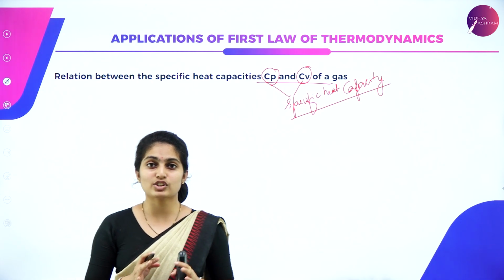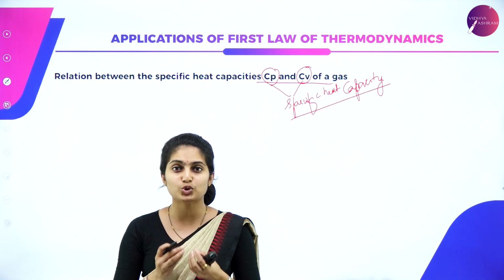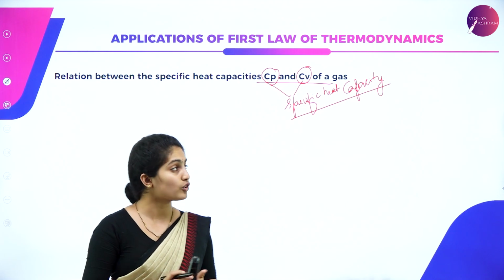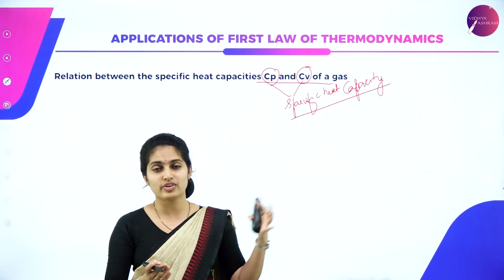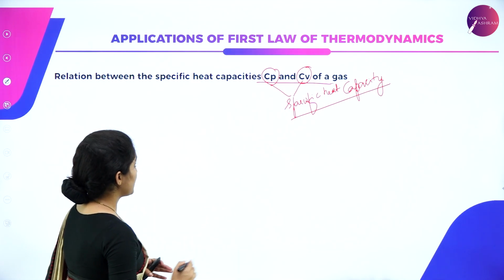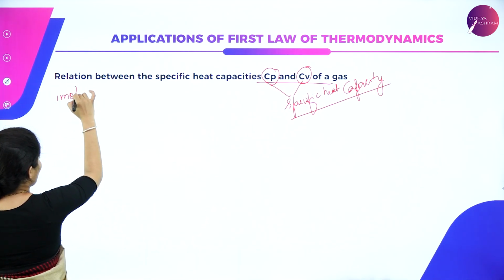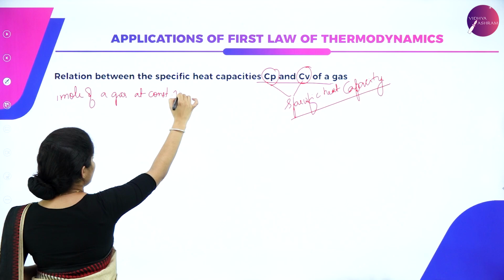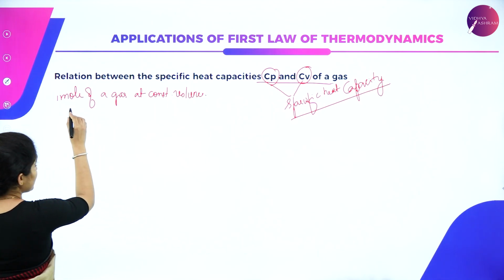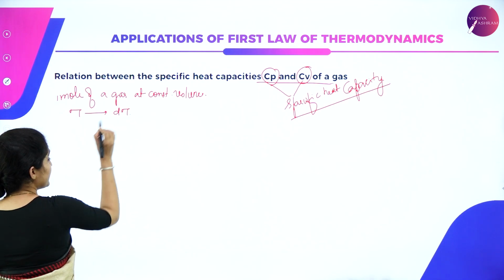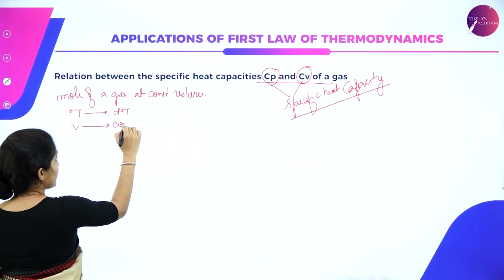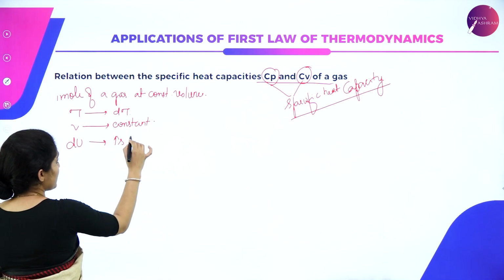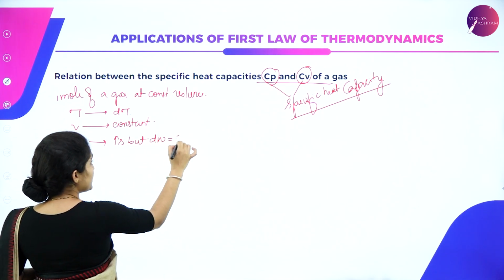So specific heat capacity of a gas is the amount of heat required to raise the temperature of 1 mole of a gas by 1 Kelvin, wherein Cp is at constant pressure and Cv is at constant volume. Suppose you consider 1 mole of a gas at constant volume, and the temperature is increased by dT. The volume is constant, due to which your internal energy also increases, but the work done is 0 here.